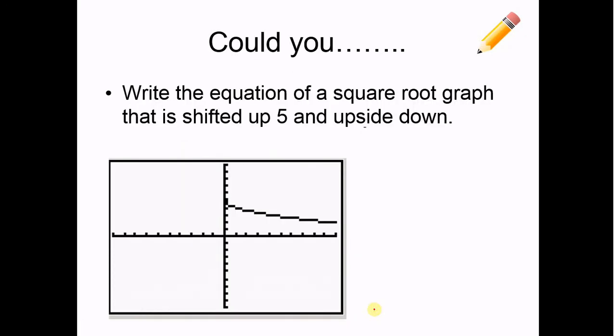Now, could you, would you, if I would ask you to write an equation of a square root graph that's shifted up 5 and upside down, we need to think of a way to write that. So shifted up 5, well, that means you're going to add 5 at the back, right? So I'm going to have the square root of x, let's name it f of x. And I'm going to add 5 at the back because it's up 5. How would we flip it upside down? A negative on the outside. And we're not going to have anything else on the inside, so it's just going to be negative square root of x plus 5.